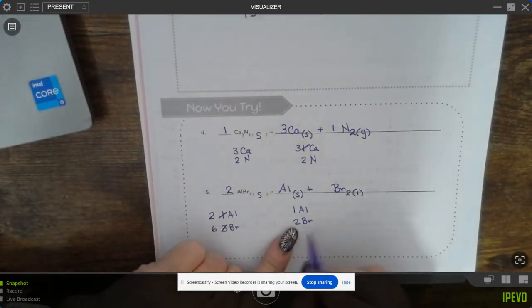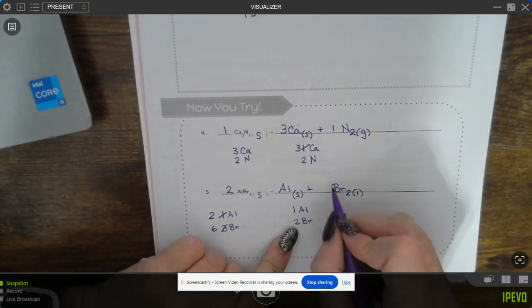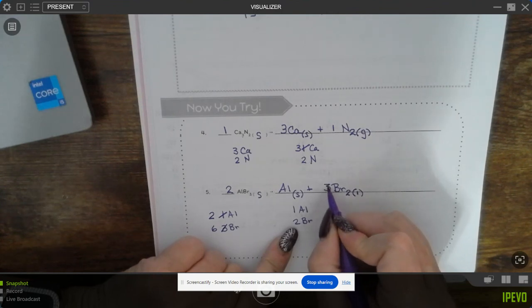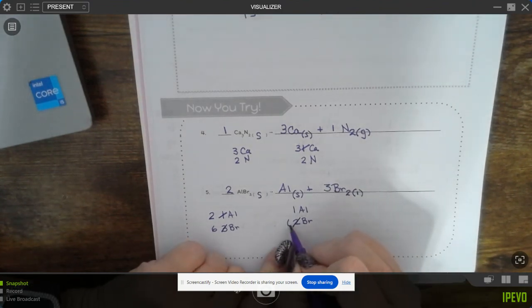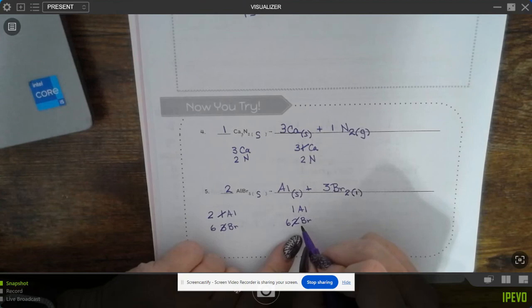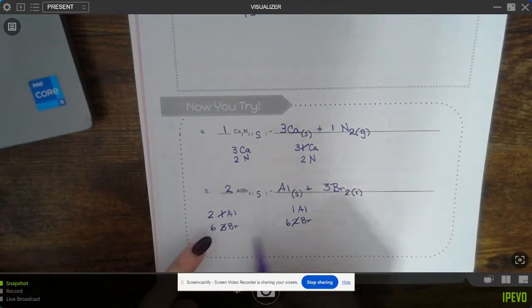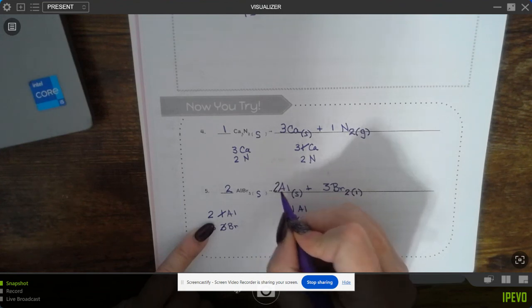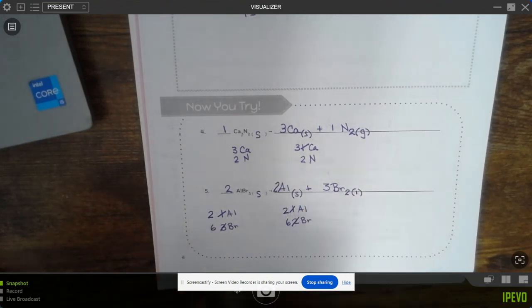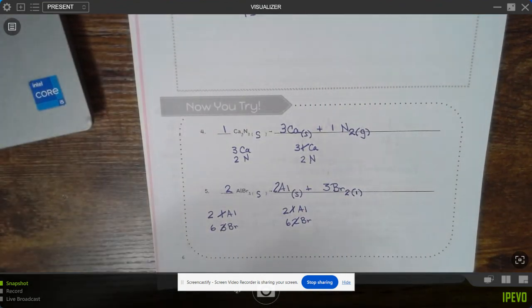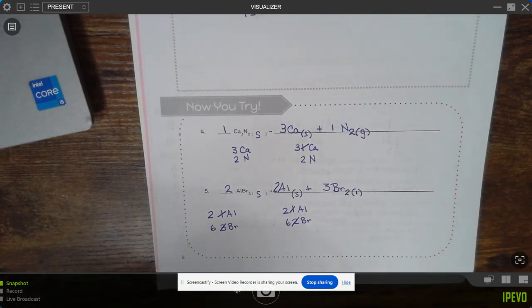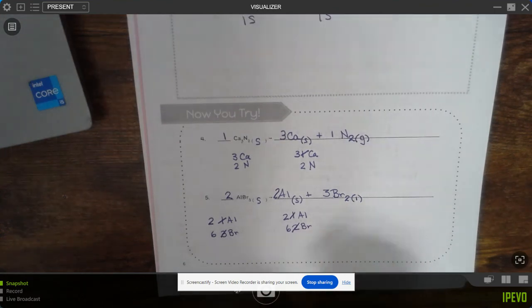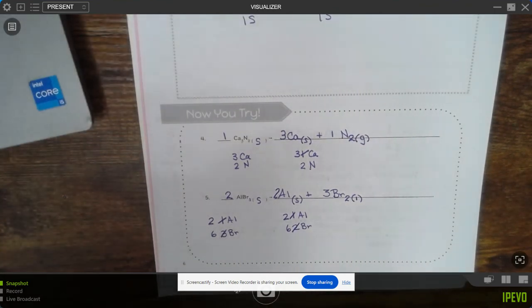Over here, I've got Br2. I need to put a 3 here. 3 times 2 gives me 6 bromine. All right, and so my bromine are balanced, but remember I added an aluminum over here, so I need to put a coefficient of 2 in there. So now I have a balanced chemical decomposition reaction. All right, so that is decomposition. I hope this video helps, and I will see you guys in class.